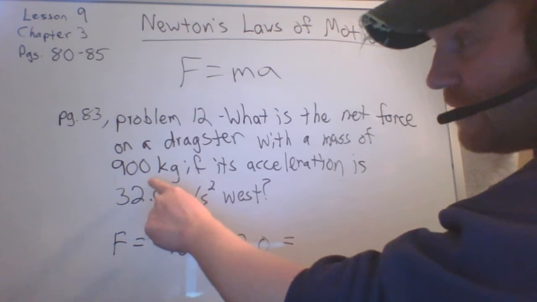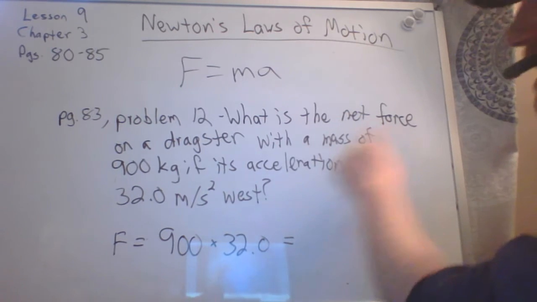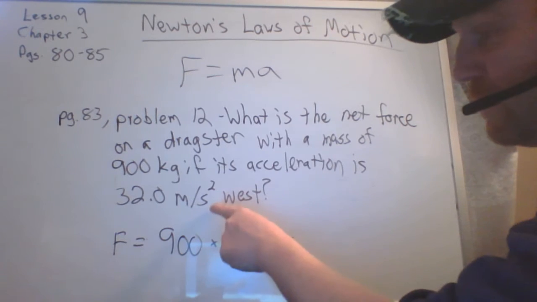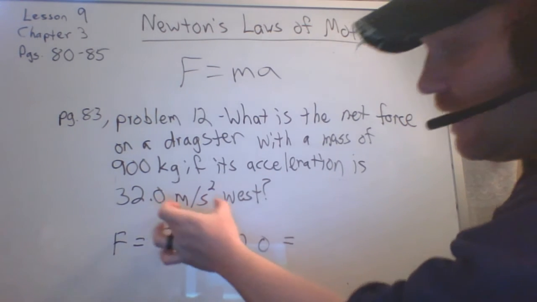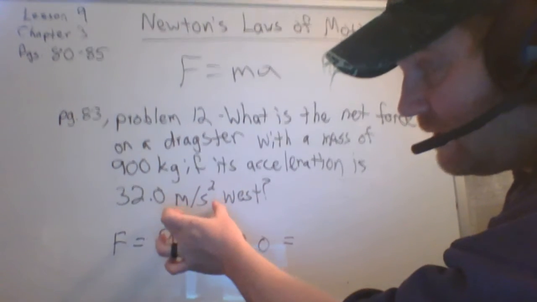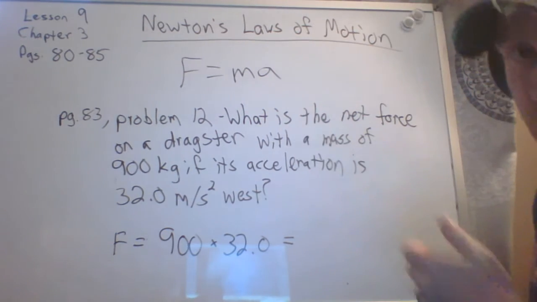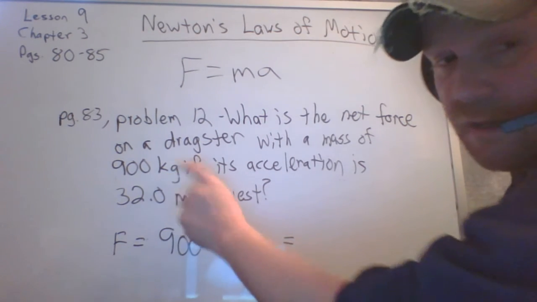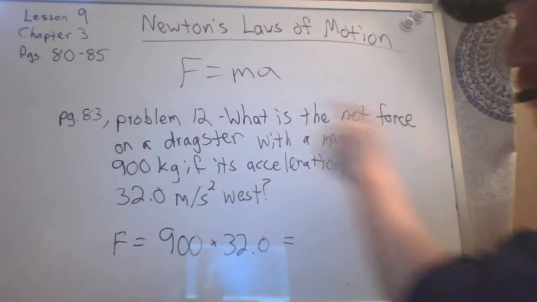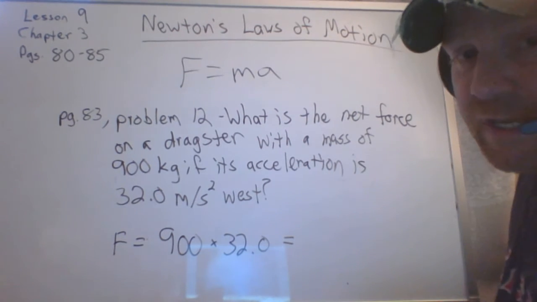So if the dragster has a mass of 900 kilograms, what's the net force if its acceleration is 32.0 meters per second squared west? Once again, notice this meters per second squared, and even the direction, tells us that this is the object's acceleration. We have been given its mass and its acceleration, and we want to know what is the net force. We are solving for force. Keep in mind, forces are measured in newtons.